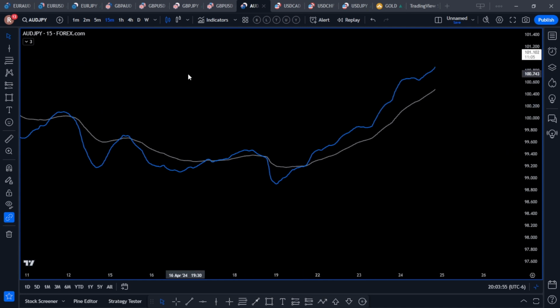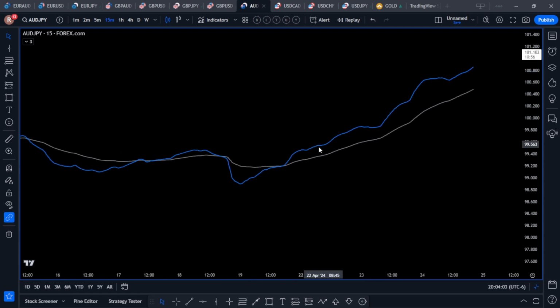And with the 50 and the 200, we're looking for crossovers in order to determine the direction that we want to trade. Here we have a cross up. So we've got that golden cross. This is a golden cross right here. So this crossover to the upside, this is the golden cross. What the golden cross is telling us is the longer term trend is now bullish. So we should be looking for buy opportunities.